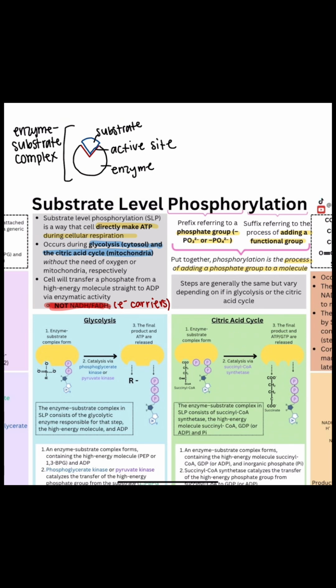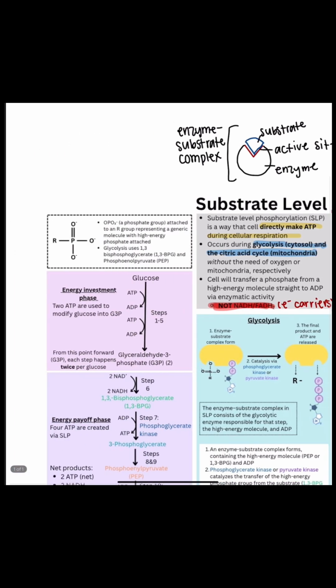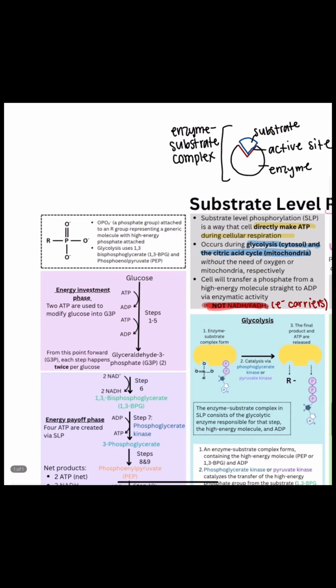So how exactly does substrate-level phosphorylation work? Whether we are in glycolysis or the citric acid cycle, the steps are going to be generally the same, but we're going to start with glycolysis. So to begin, this is a phosphate group. It's a central phosphorus atom that is double bonded to one oxygen and then single bonded to two other oxygens. That R group you see is attached and represents whatever molecule is bonded to the phosphate.